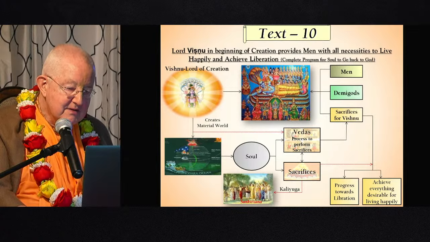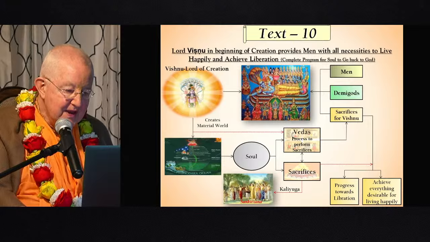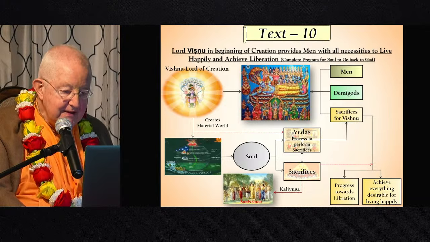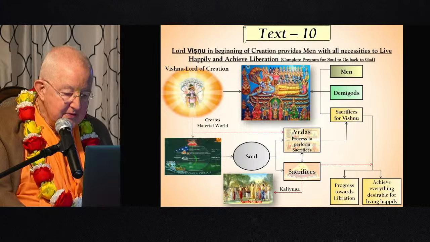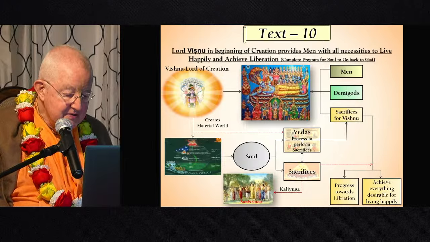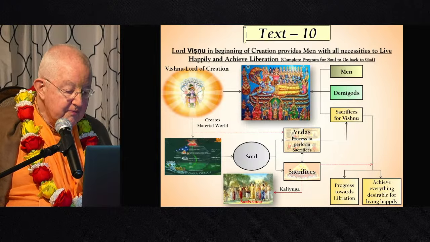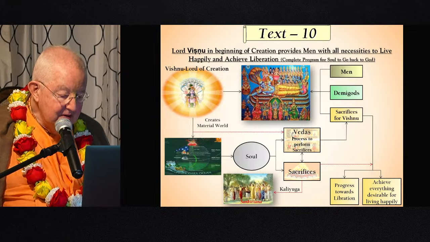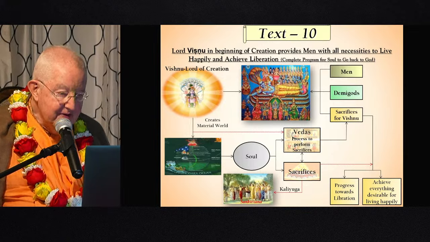So here's from Bhagavad Gita, this same text. Lord Vishnu, in the beginning of creation, provided men with all necessities to live happily and achieve liberation. So it's a nice chart. There's men and demigods and sacrifice to Vishnu. It's a very nice chart. Down at the lower bottom, in Kali Yuga, there's the process of sacrifices, Sankirtan.